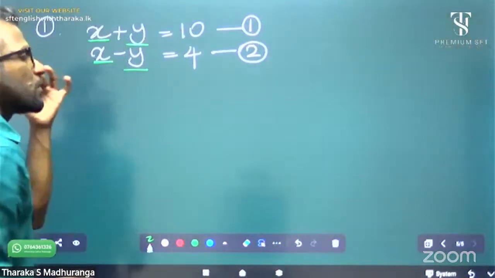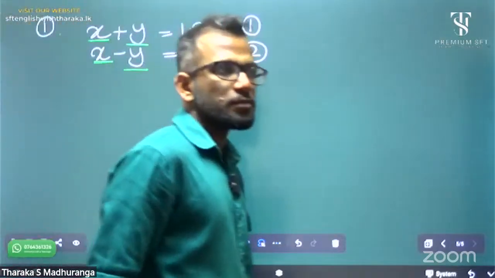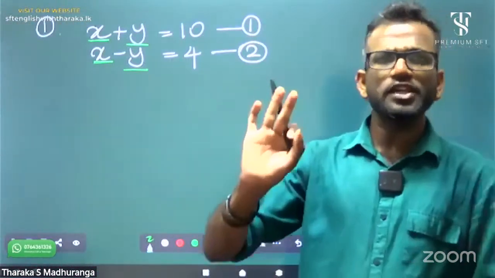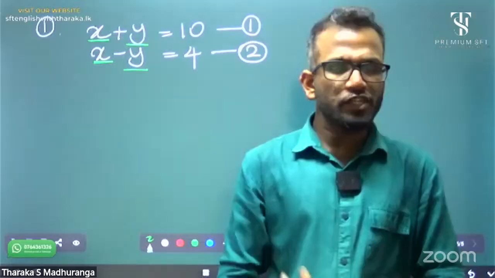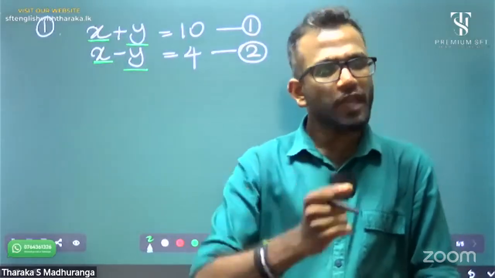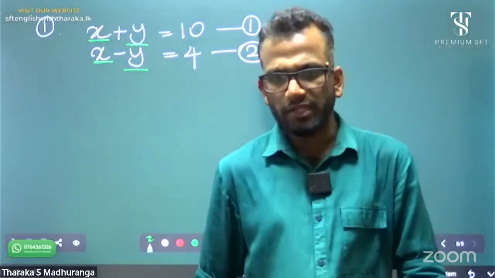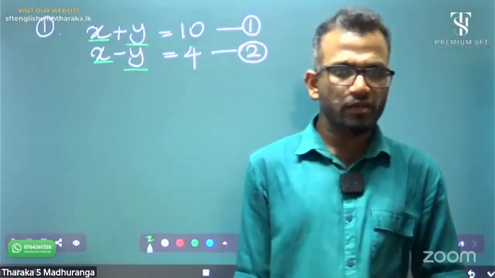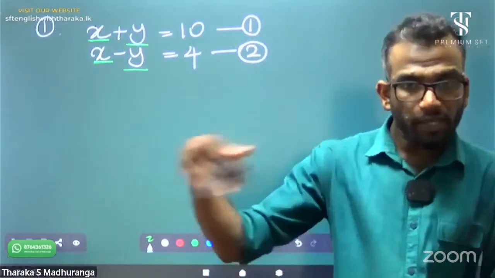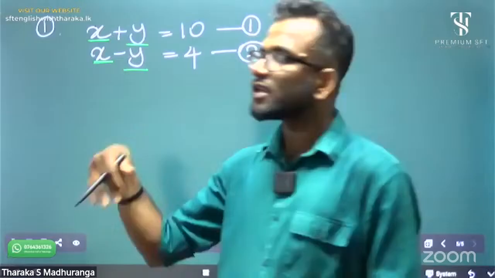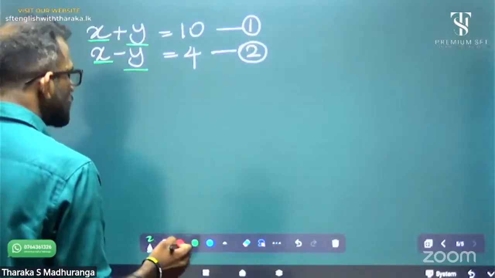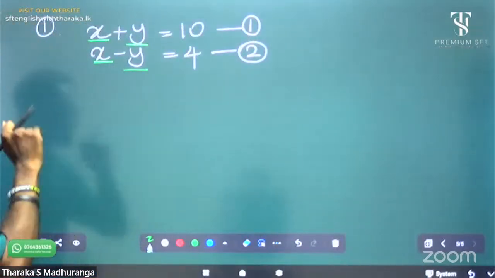Okay, the main three methods for simultaneous equations: elimination method, substitution method, and graphical method. Do you know the elimination method? The cancel out method is the easiest method. Okay, this is a method.